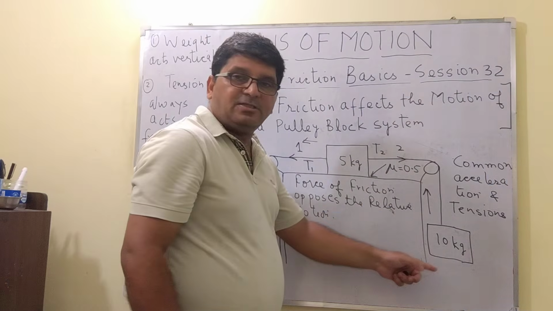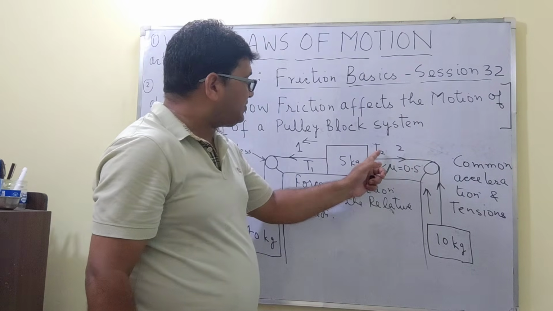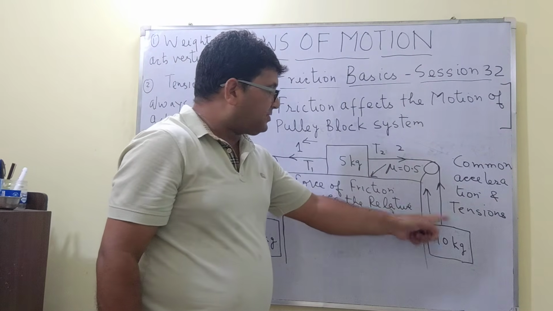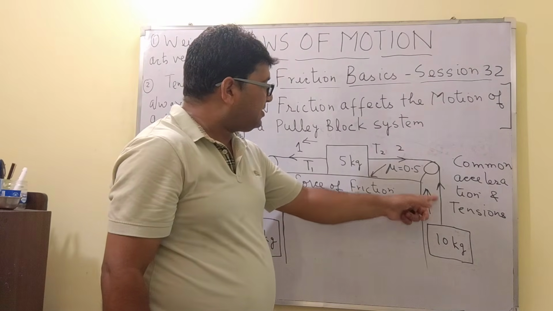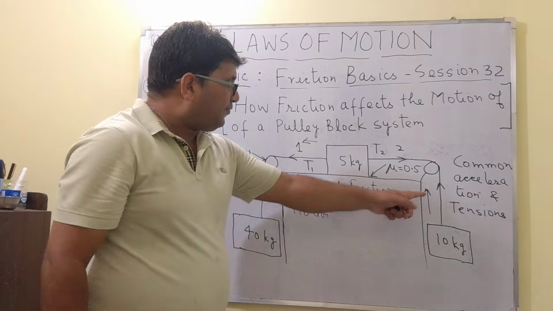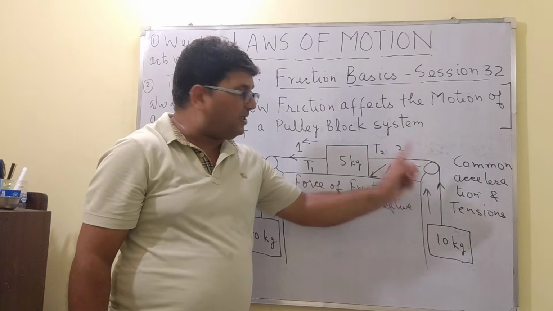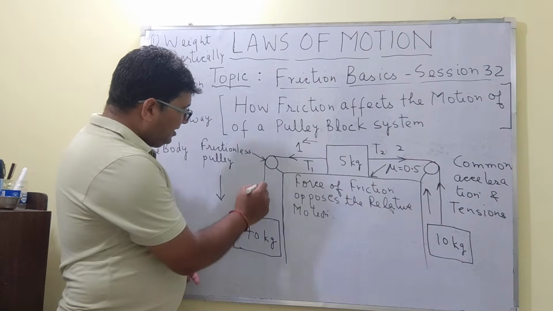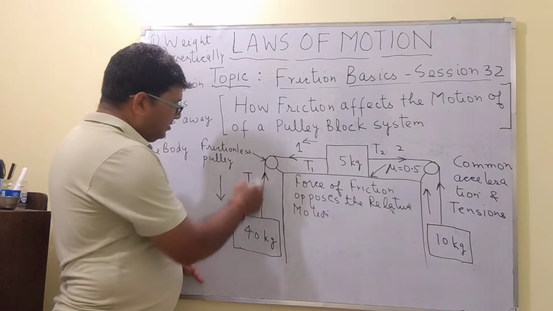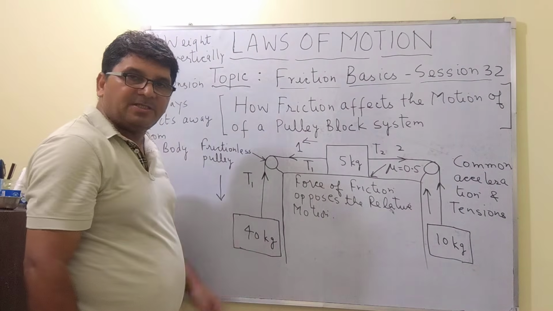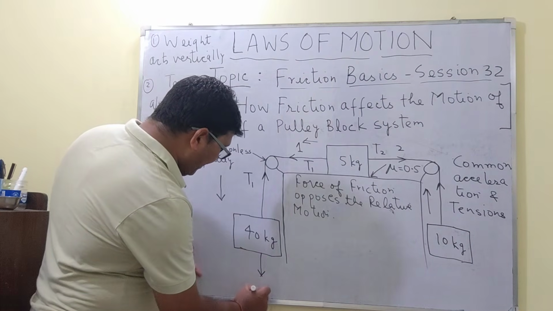For the 10 kg block, the tension will act in the upward direction and it will be the same, that is T2. Tension always acts away from the body. So for this 10 kg block, this tension T2 will act in this upward direction as indicated by this arrow. Similarly, the tension T1 for this block will act in the upward direction as indicated by this arrow, because tension always acts away from the body. The weight will act vertically downward.